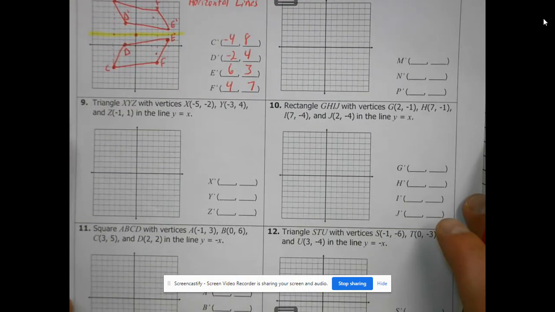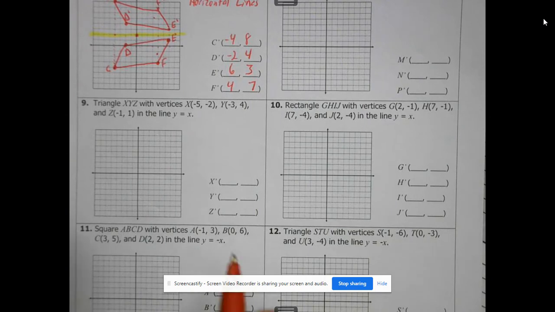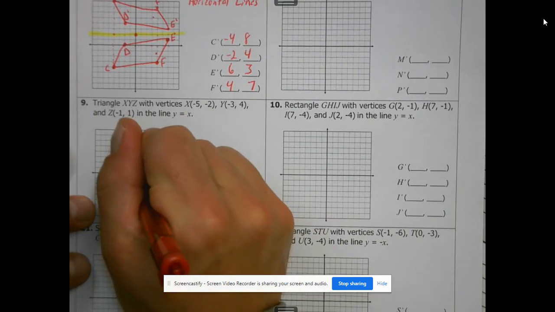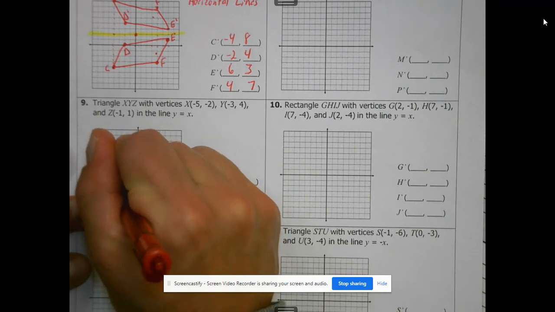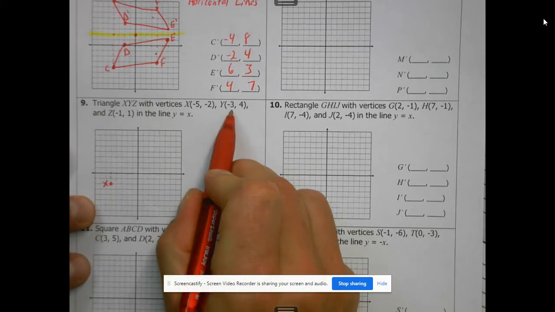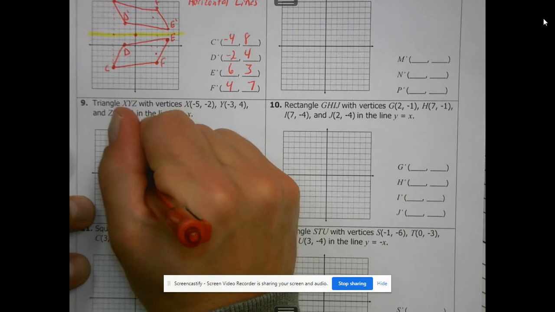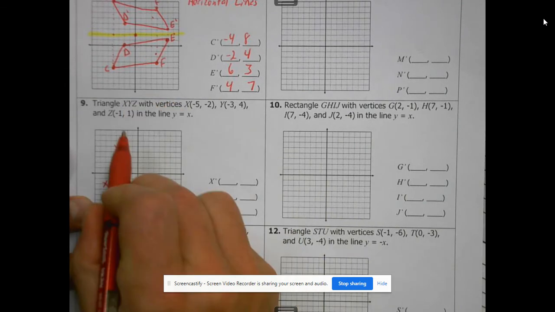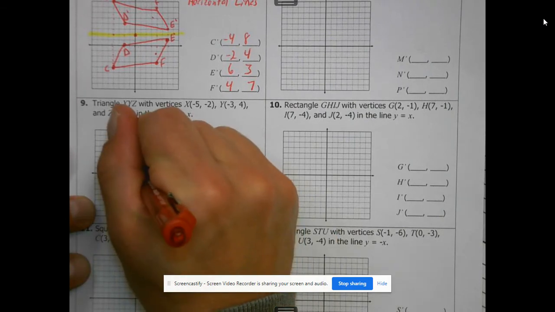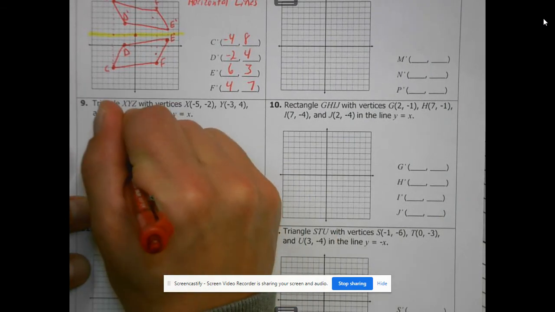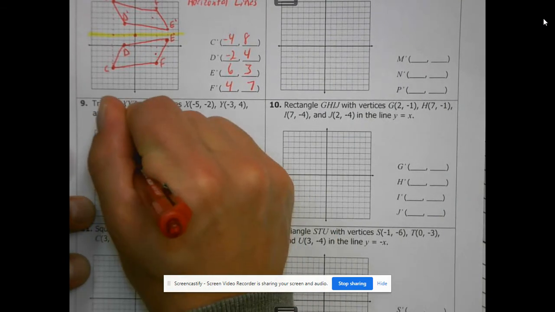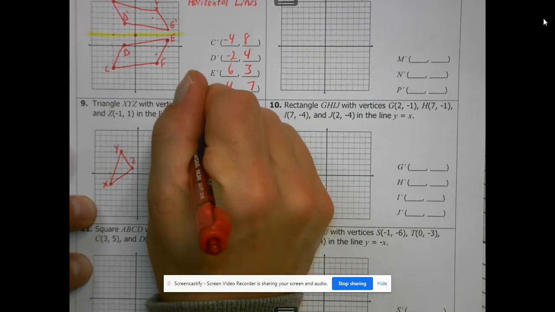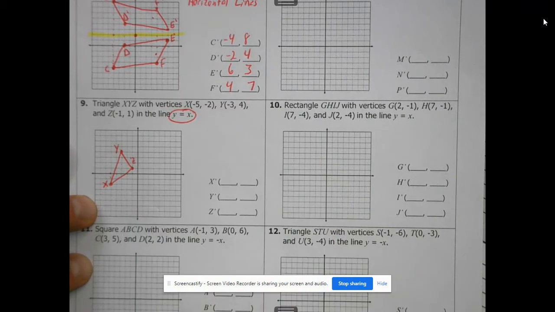Number 9. Graph the originals. X is back 5, down 2. Y is back 3, up 4. And Z is back 1, up 1. Connect the points for the triangle. Next, check where is the line of reflection. In this case, it's y equals x.